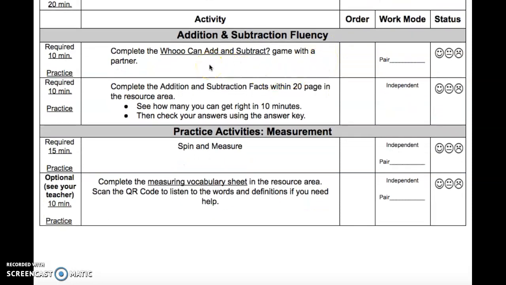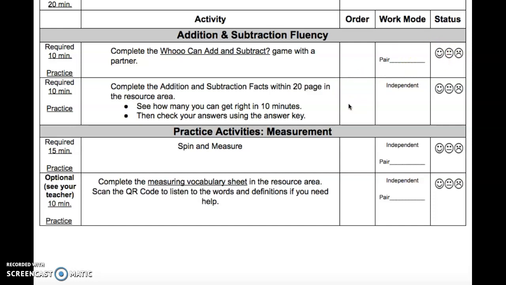Next, we have an addition and subtraction fluency game required for 10 minutes practice. Complete the Who Can Add and Subtract game with a partner. Write your pair's name on the line, color it in when you're finished.